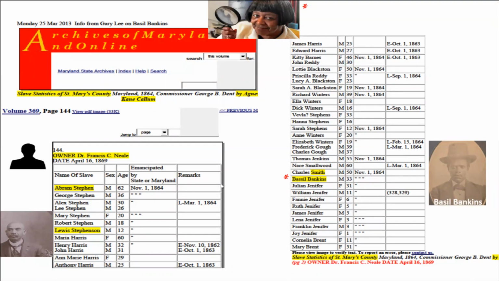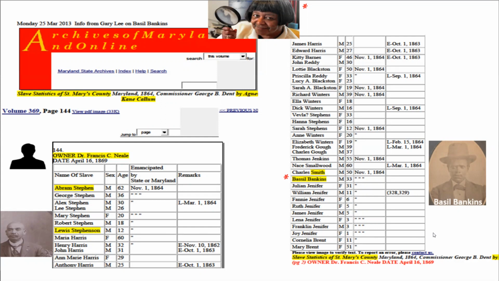But yet those records that they created were such that many years later, Agnes Kane Callum was able to come along, compile all the information, digitize it, get it into online mediums where we could be able to see it and make use of it. And to this day, many people are now able to see their ancestors by name predating the 1870 census because of the work of Agnes Kane Callum. So we always want to pay tribute and salute her in this work. But we get to see Basil Bankins again listed by Frank Neal, who at the time owned Rosedale Manor. And we also have my grandmother's father, John Lewis Stevens, who was just at the age of 12, who was also enslaved by the Neals, who was there as well.